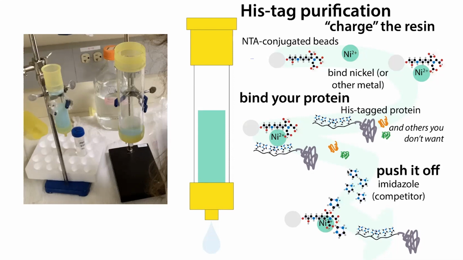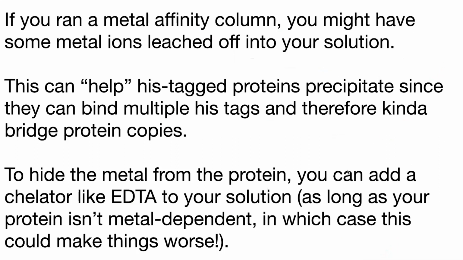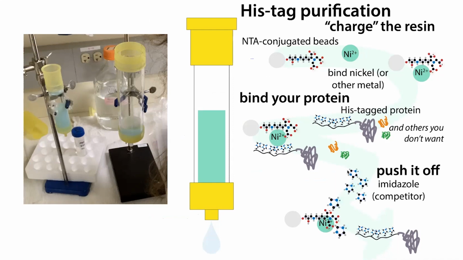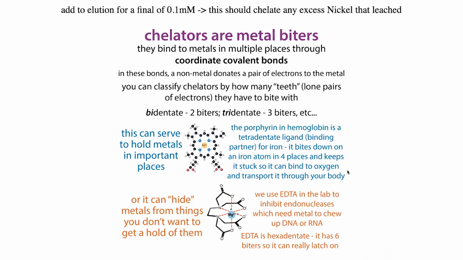And so in order to get rid of any excess nickel, you can add EDTA, which is a chelator. It's a metal biter. We had chelator on the column, which was biting down on the metal. Now if we have free metal around, we can use this EDTA. It's going to bite down on that metal and hide it from your protein and get rid of it. And therefore, it's going to prevent the protein from aggregating, hopefully, at least in the case that the aggregation was caused by the nickel. So you can add this to your elution to a final of like 0.1 millimolar.